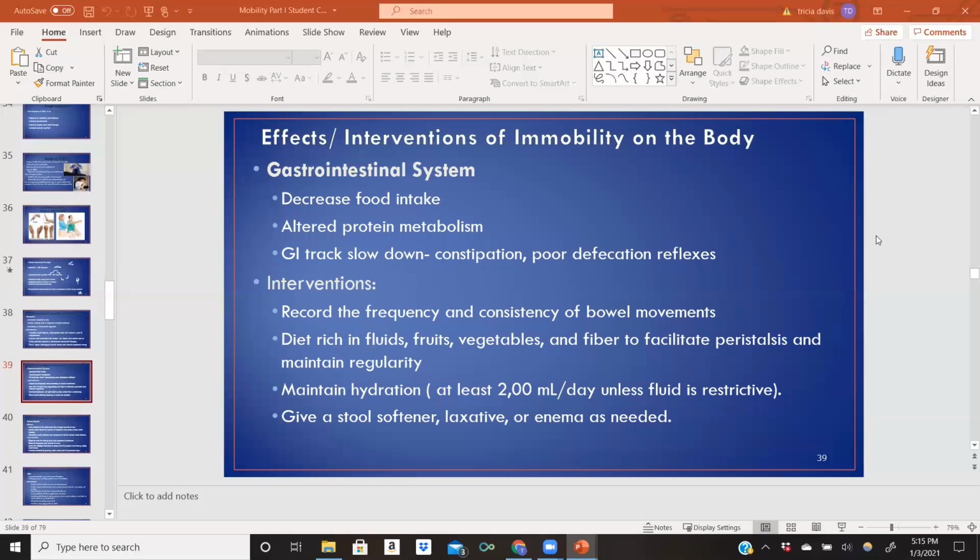So the effects of immobility on the gastrointestinal system. It causes their appetite to be decreased, which we said, which they have decreased food intake, which causes an altered protein metabolism. It slows their GI tract down. So if their GI tract slows down, then what do you think it causes? It causes constipation and poor defecation reflexes.